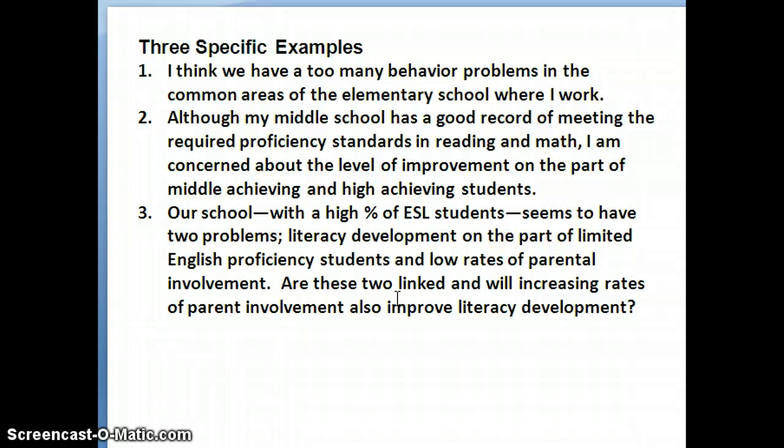I think all of us would agree that we might have two or all three of these in any one given school that we're working with. Behavior problems of some kind or another, achievement levels of all kinds, and issues where we're trying to link two important issues: parent involvement and literacy development. In other words, trying to increase the amount of resources we have to solve problems.